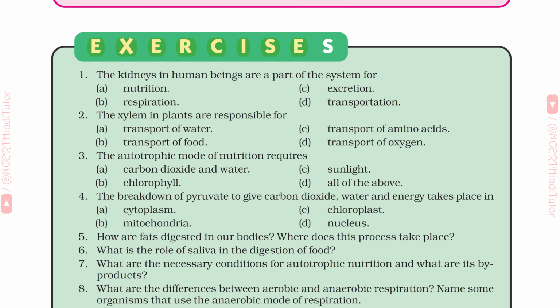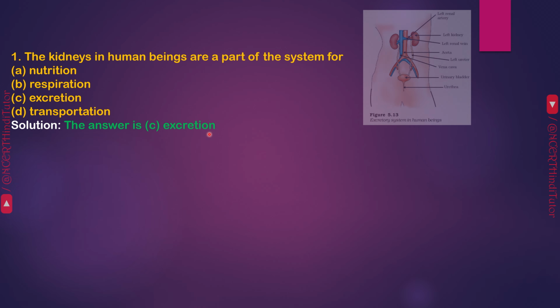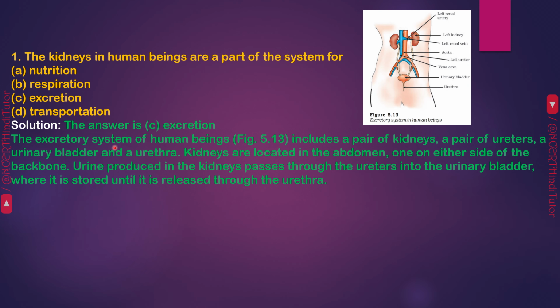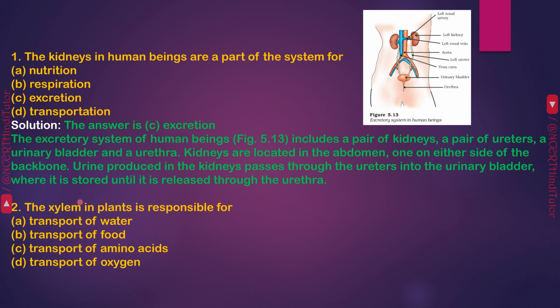Exercise. Question 1. The kidneys in human beings are a part of the system for. Answer. The answer is C. Excretion. The excretory system of human beings, figure 5.13, includes a pair of kidneys, a pair of ureters, a urinary bladder, and a urethra. Kidneys are located in the abdomen, one on either side of the backbone. Urine produced in the kidneys passes through the ureters into the urinary bladder, where it is stored until it is released through the urethra.